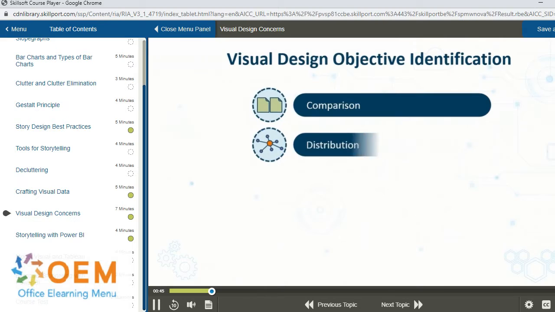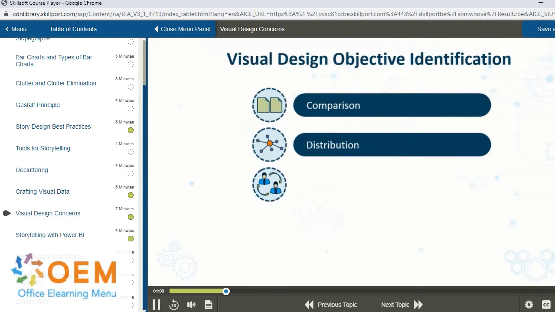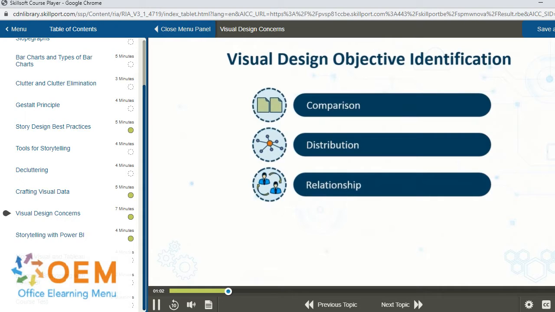Second is distribution. A distribution combines both comparison and composition. In other words, it helps us see if there is any correlation, a pattern, trend, cluster, outlier, or averages. Third important objective is relations or relationship. It shows a relationship, correlation, or connection between two or more variables. You have to go and identify the right relationship chart that shows correlation, trends, patterns, clusters, and outliers.